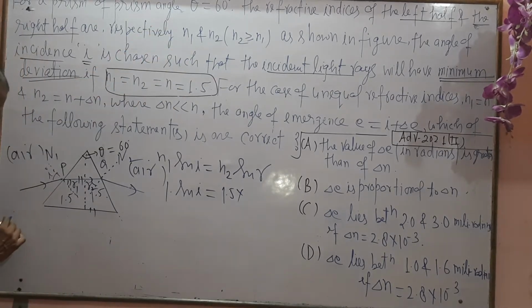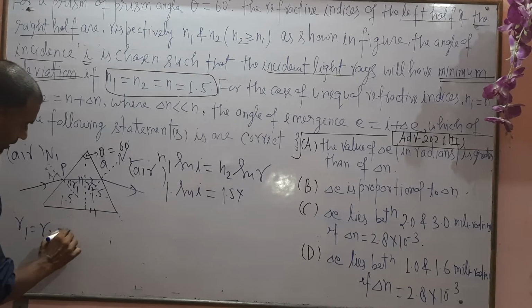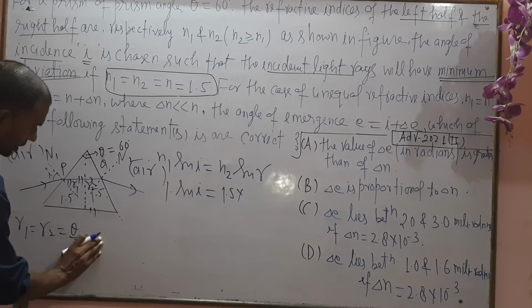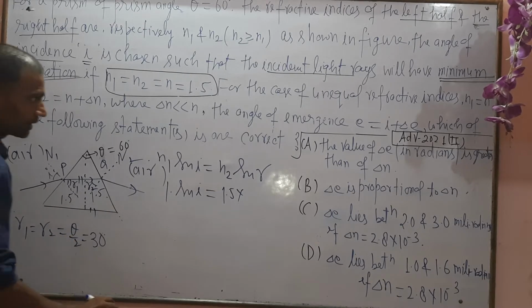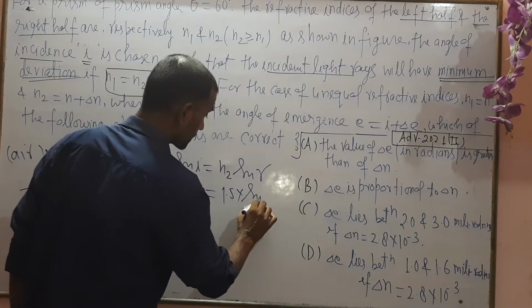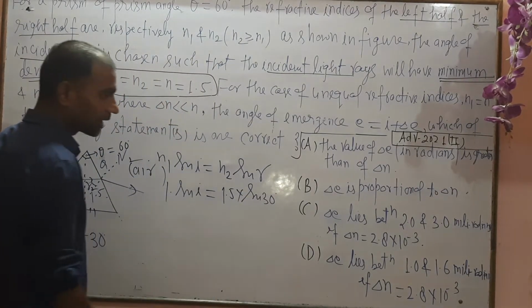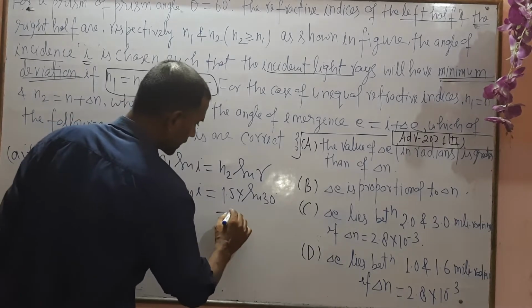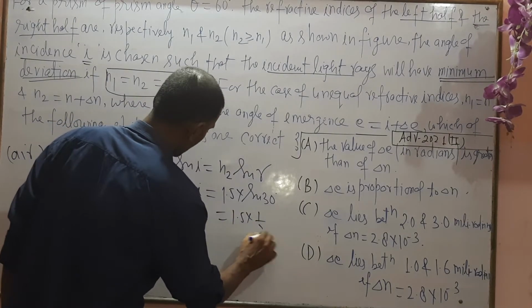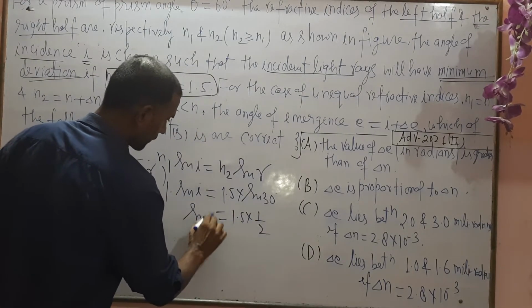Then r1 equals r2 equals theta by 2. Theta is 60 divided by 2, equal to 30 degrees. This is the sine of 30 degrees. Sin 30 equals 1 by 2. Then this is 1 by 2 and this is sine of i.